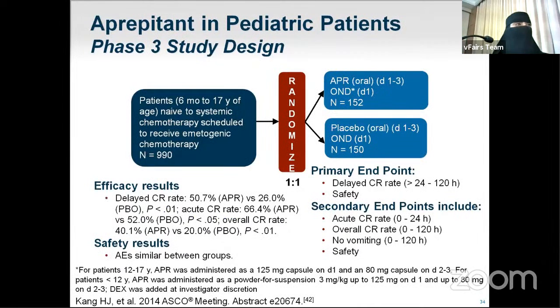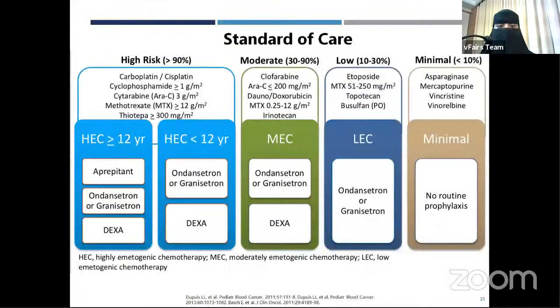So aprepitant was approved based on a phase 3 randomized controlled trial, where they randomized patients from age 6 months to 17 years to an aprepitant plus ondansetron arm and a placebo plus ondansetron arm. They found that the aprepitant arm had a complete response in terms of delayed, acute, and overall, and both groups had similar adverse events. So in 2014, that was our standard of care in pediatrics.